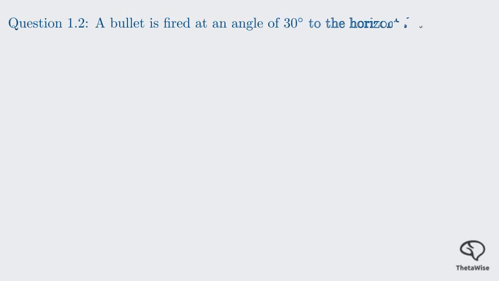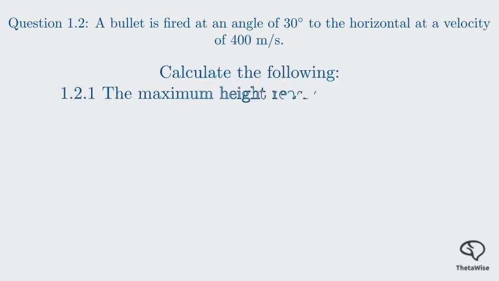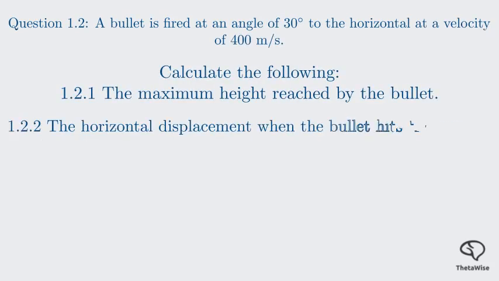We now move to question 1.2, which deals with projectile motion. The problem states, a bullet is fired at an angle of 30 degrees to the horizontal at a velocity of 400 meters per second. We need to calculate the maximum height reached and the horizontal displacement.